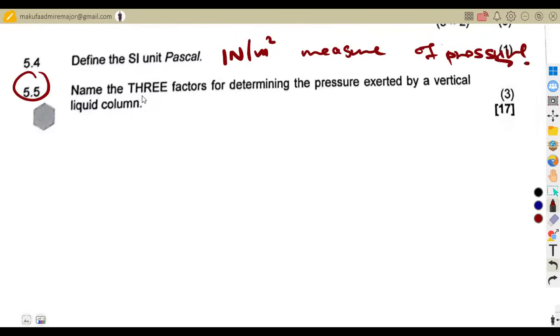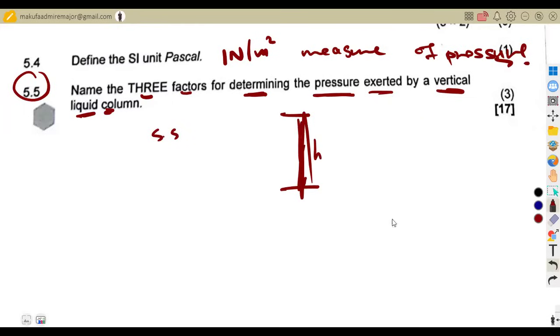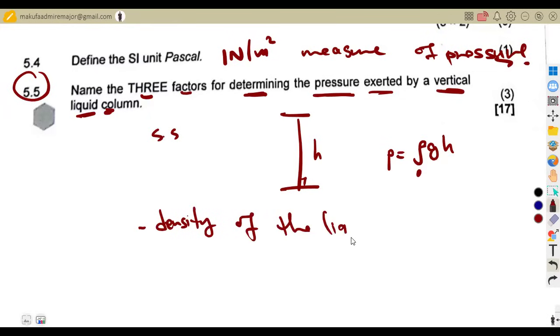All right, 5.5, name 3 factors for determining the pressure exerted by a vertical liquid column, taken at a perpendicular height, that is the vertical point. What is it that affects that pressure? Remember, the pressure at that condition is the density times the height times the gravitational acceleration. So it is affected by what? The density. These are the factors that affect, which is the density of the liquid. All right, we're going to talk about the density of liquid.